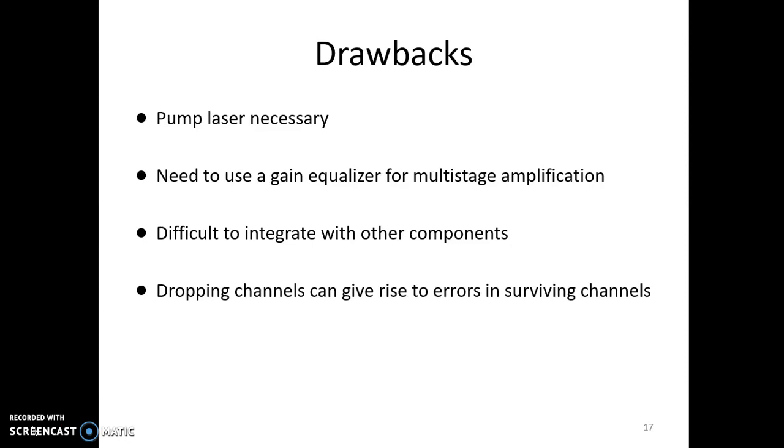With so many advantages, it also has some drawbacks, like it needs pump lasers, and it needs a gain equalizer for multi-stage amplification. It's very difficult to integrate with other components, and the last one is that dropping channels can give rise to errors in surviving channels.